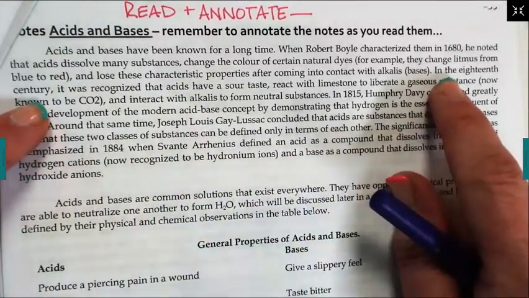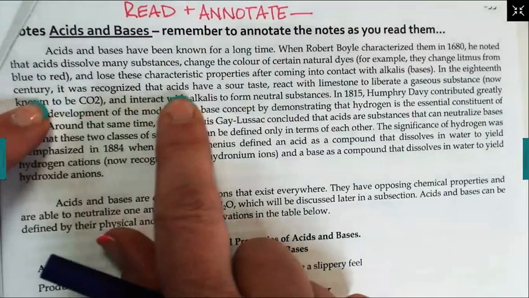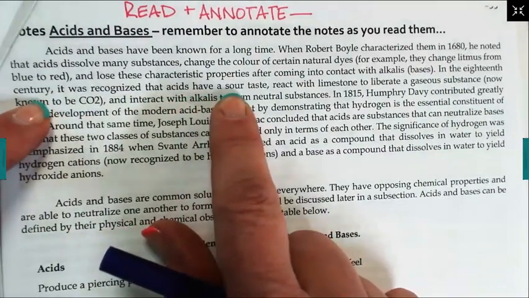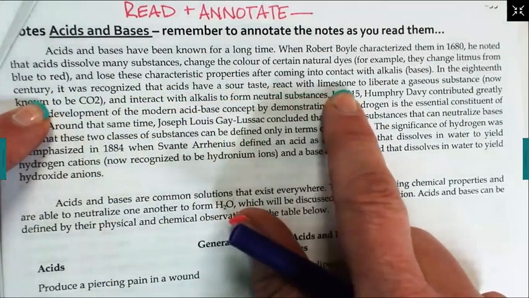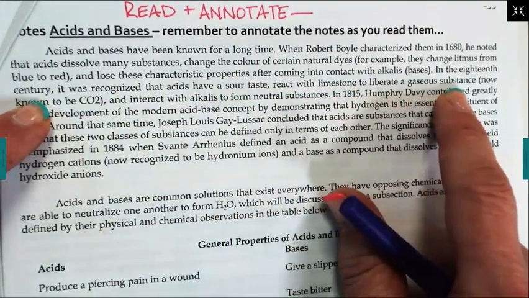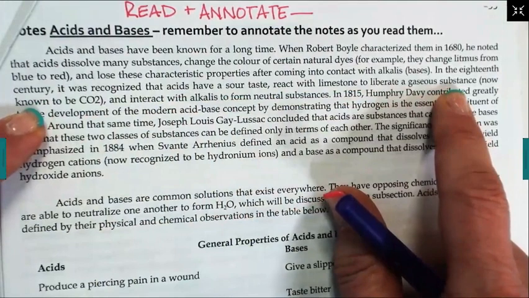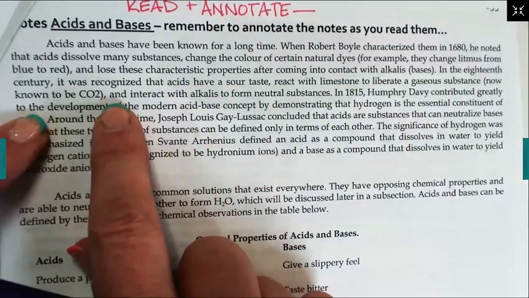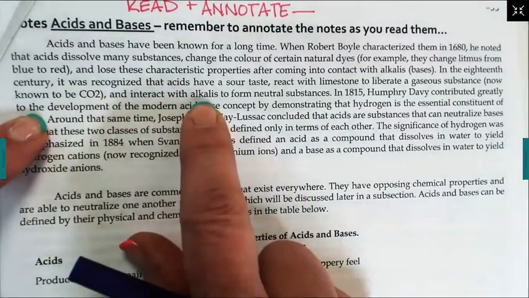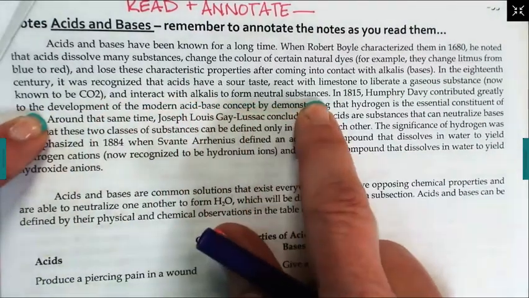In the 18th century, it was recognized that acids have a sour taste. You don't taste anything in lab. They react with limestone to liberate a gaseous substance. They didn't know what it was, but now we know it liberates carbon dioxide. And they interact with alkalis to form neutral substances. Okay, that's kind of cool.